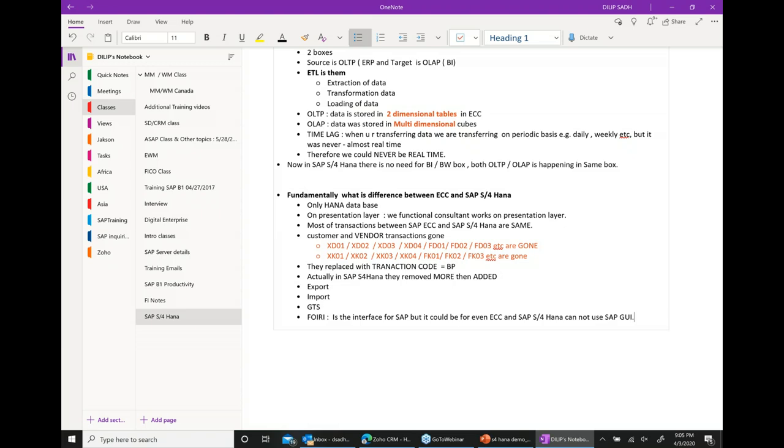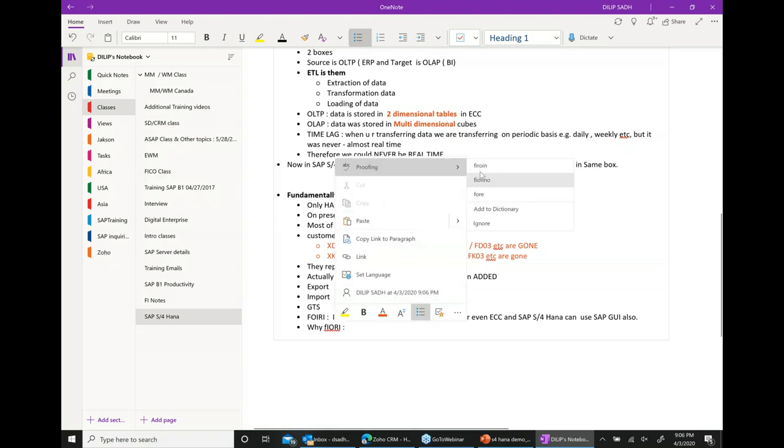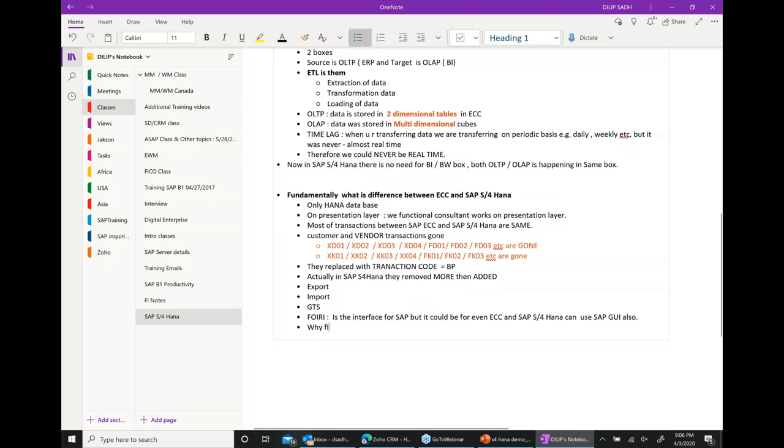So Fiori, now the question people ask, why Fiori? Why has SAP come up with Fiori? If you use an interface for SAP, it could be for ECC and S/4, and you can use SAP GUI also. So SAP GUI can be used for both. Now, why Fiori? Why did SAP come with Fiori? What was wrong with the SAP GUI? We have been using SAP GUI for the last 25 years. So suddenly, why does SAP come with this Fiori thing? There has to be some reason for it. And SAP came for a very simple reason.